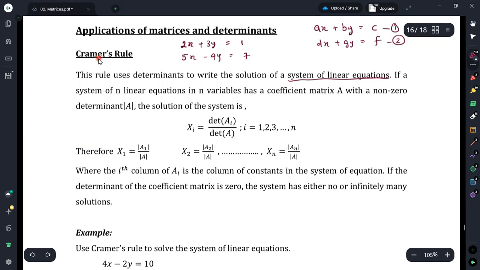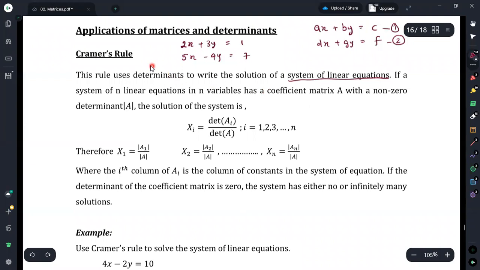In earlier classes, you became familiar with obtaining the answers for this type of simple set of linear equations. But now we are going to convert the system of linear equations into matrices, and using the concepts of matrices and determinants, we obtain the answers for this system of linear equations. This method is called Cramer's rule.